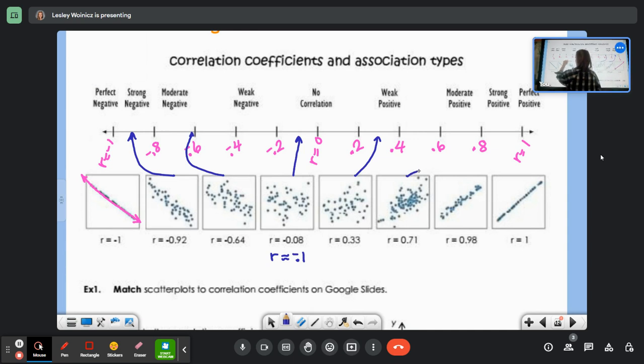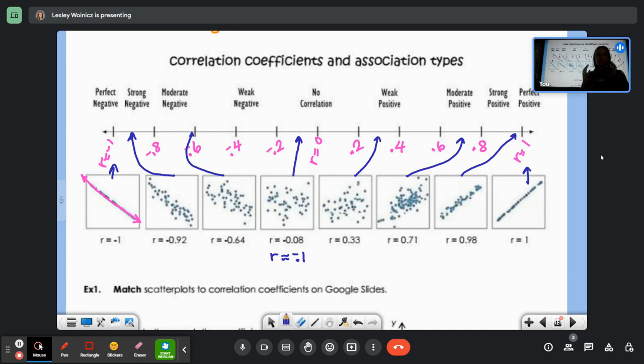And then an R equals 0.71. That would be between 0.6 and 0.8, a moderate positive. And then a 0.98. That's very, very strong. Almost perfect, but not quite. And then last, we have perfect positive, R equals 1. So that's an idea of what the coefficients are telling us about the strength of the correlation and the sign.